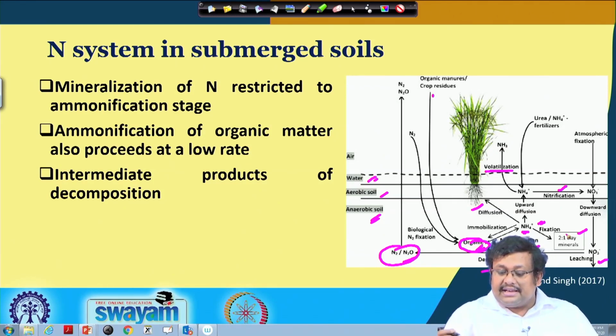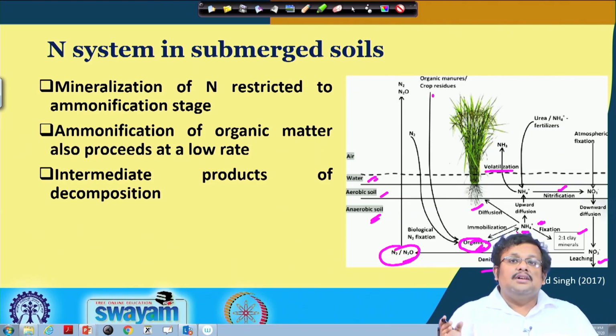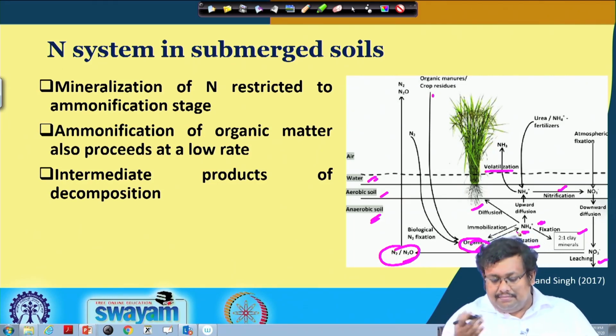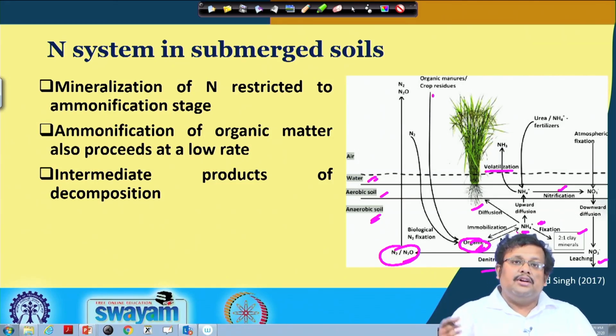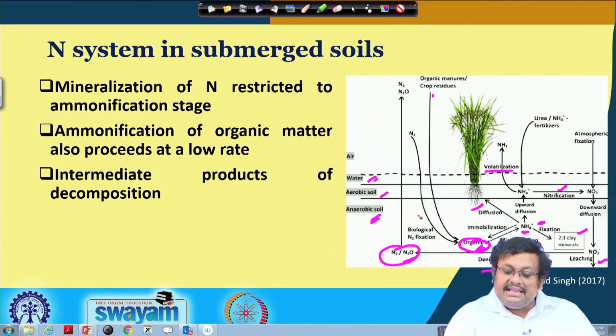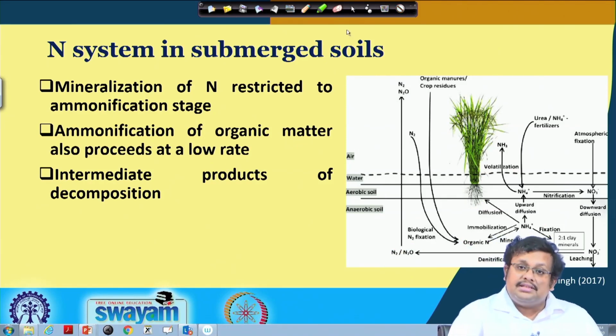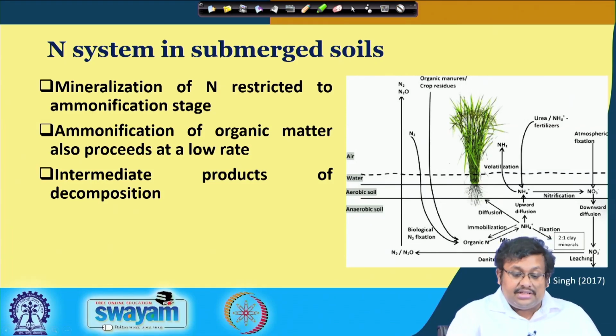Obviously, in the anaerobic layer, the mineralization of nitrogen stops at ammonium formation. It cannot go beyond that because there is no oxygen, and also ammonification of organic matter proceeds at a very low rate, because the environment is devoid of oxygen, and also intermediate products of decomposition form in this anaerobic layer. So, this is in short the nitrogen dynamics in submerged soil.